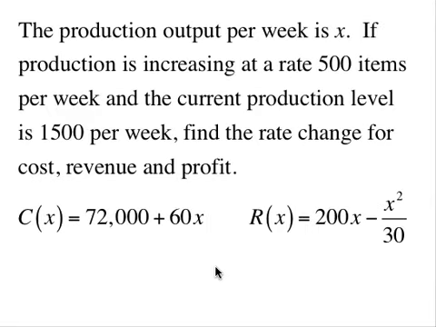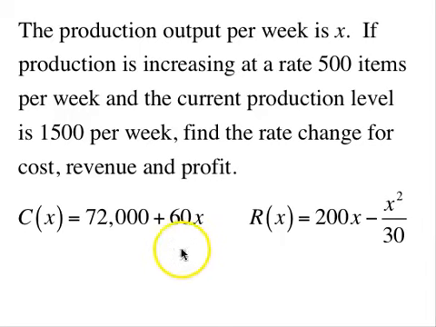And one more example here. The production output per week is x. If production is increasing at a rate of 500 items per week, so we're going to think about how x is changing, dx/dt is 500. And the current production level is 1,500 per week, so our current x is 1,500. Find the rate of change for cost, revenue, and profit.